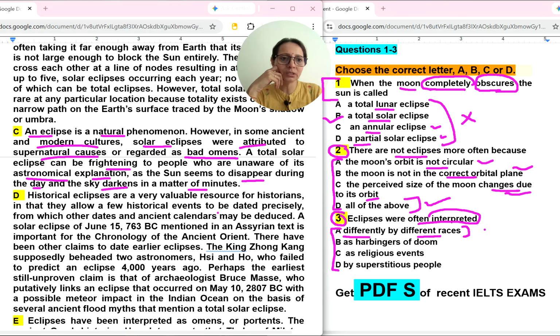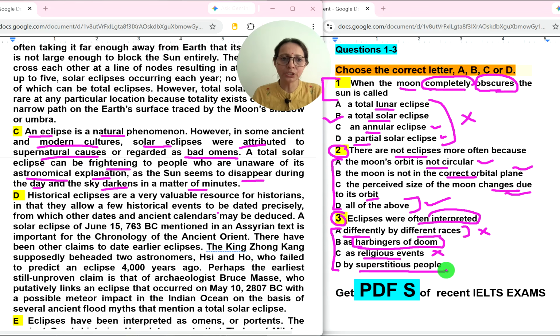Races explanation is not explained like that, they are only talking about some ancient and modern cultures, but races they have not given. As harbingers of doom, I also don't know what the meaning of this harbingers is. I think this is a proverb kind of thing, but let's read it. In an actual exam, what will you do? If you do not know the meaning of this, then it's okay. As religious events, religious events also is not directly given.